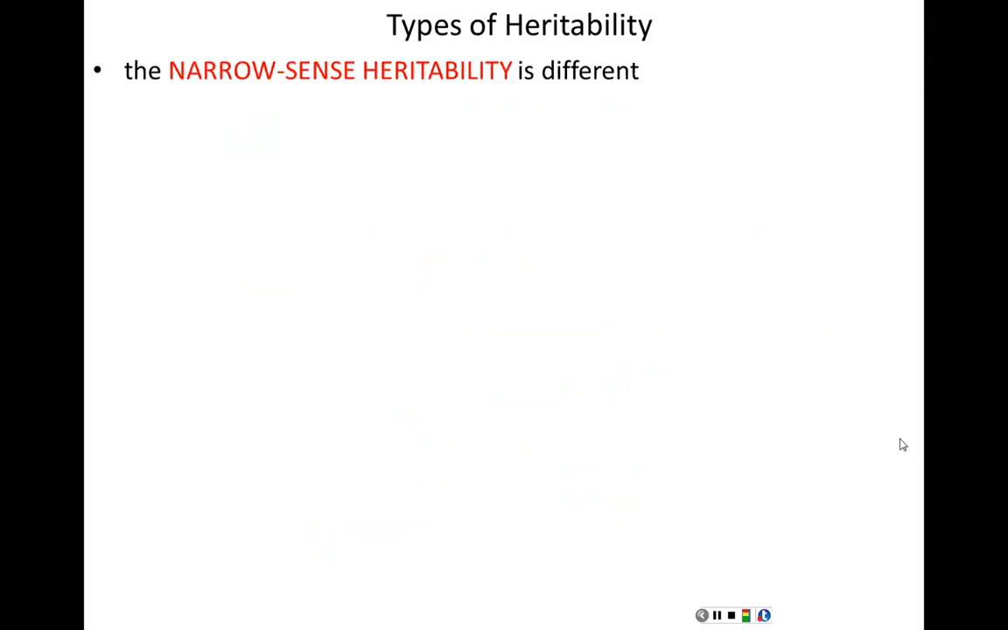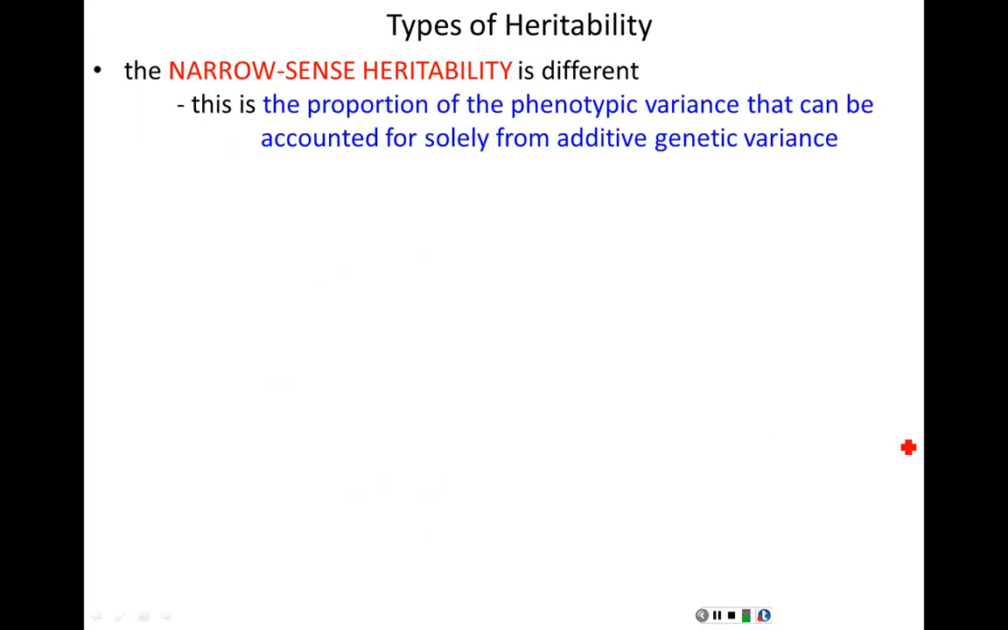But we also have a narrow sense heritability, and the narrow sense heritability is different than the broad sense. The narrow sense heritability is still the proportion of a phenotypic variance, but now it's the proportion of the phenotypic variance that can be accounted and explained solely from additive genetic variance.